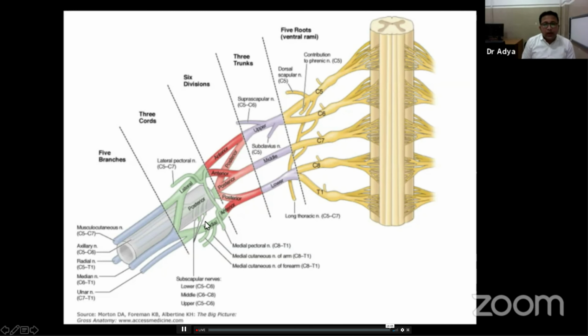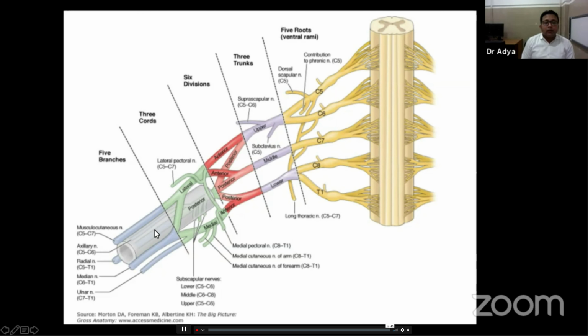Now these cords are named medial, posterior, and lateral in relation to the subclavian/axillary artery. In purist anatomy textbooks, it is always written as axillary artery, but it is usually subclavian/axillary artery. You can very well see the immediate and close relation of the cords of the brachial plexus with the subclavian artery, and these are named according to their relation with the subclavian artery.